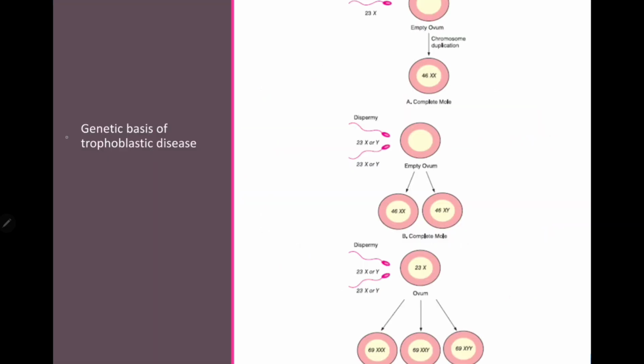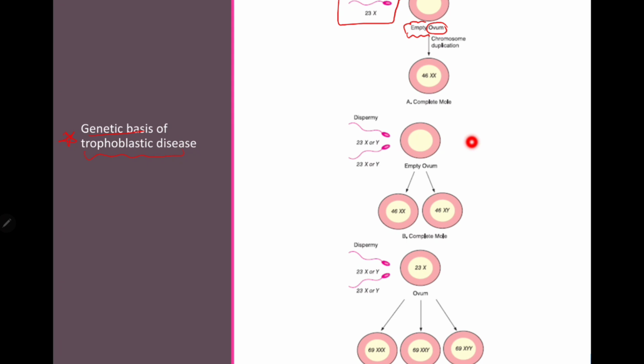Now moving on to the genetic basis of trophoblastic disease. Here, if the ovum is an empty ovum, so here I have an empty ovum. Empty ovum means there are no maternal chromosomes at all, and it is going to be fertilized by a single sperm with 23 chromosomes, say 23X.